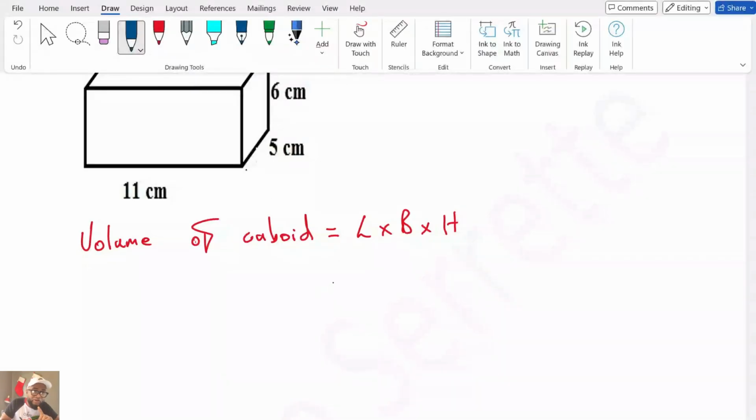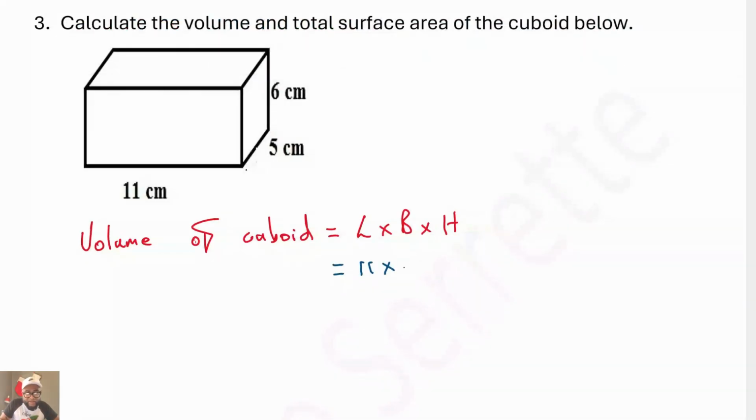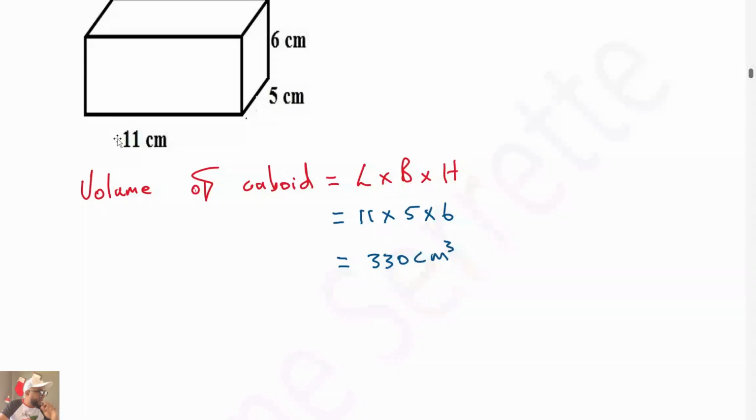And they gave you all those things there. So this will simply be equal to 11 multiplied by 5 multiplied by 6. Now if you did area of the cross section multiplied by length, you'll get the same thing, same formula. So what do you all get when you multiply this? What's the volume of the cuboid? Anybody? 330 centimeters cubed. Somebody second this. Liam, that's what you get? Lucas. Yes, sir. Right. So we're going now to the total surface area.